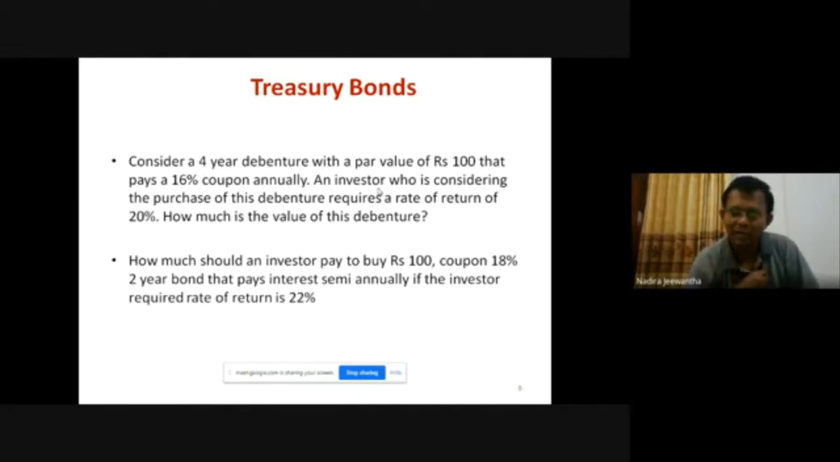The bank will take it. Similar thing. For this debenture, for this government security, for this treasury bond, I need 20%. I don't know how much the market is going at. That's the difference. So the market rate and my rate, which is the required rate of return, may be different.